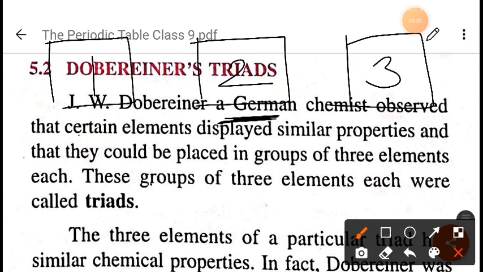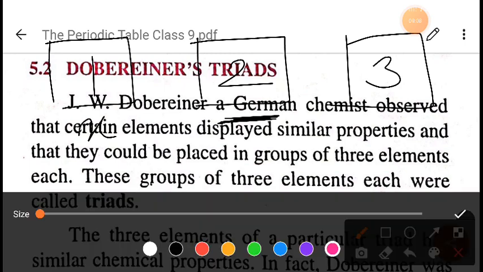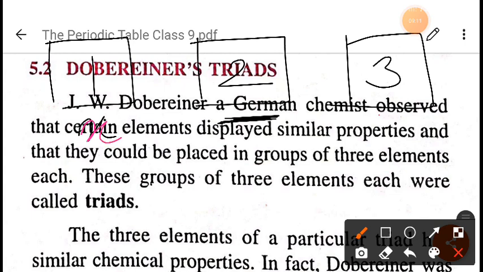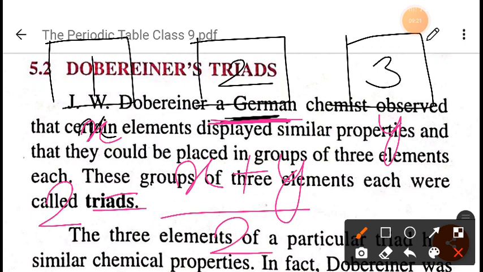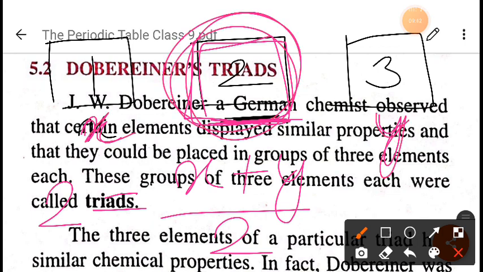Suppose the atomic mass of one is x and the atomic mass of the other is y. So what will be the atomic mass of the middle one? The atomic mass of the middle element will be (x plus y) divided by 2. I hope you have understood this, right? So he told that the atomic mass of the middle element of the triad was approximately equal to the arithmetic mean of the atomic mass of the other two elements of that triad. If the atomic mass of one is x and the other is y, the middle one's atomic mass will be (x plus y) divided by 2, right?